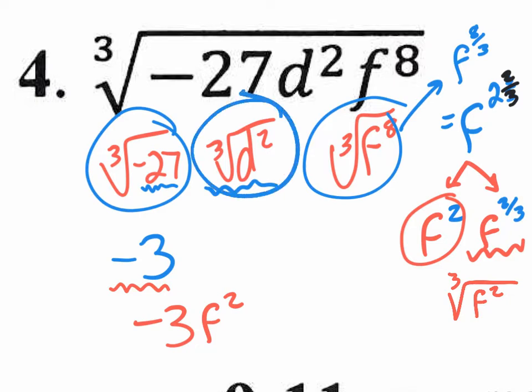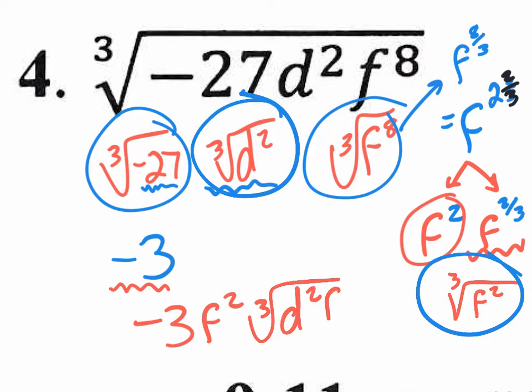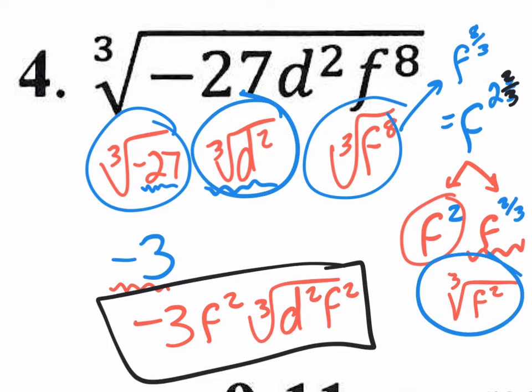We have this third root of d squared with the third root of f squared. So let's put those together and write them as the third root of d squared f squared. And that is your final answer for number 4. Could it have been done differently? Yes, absolutely. Especially this last part.